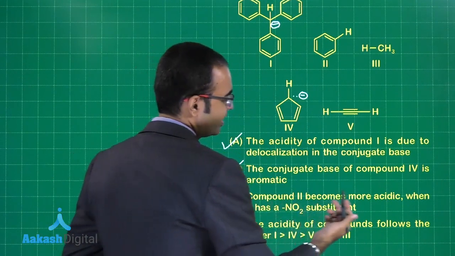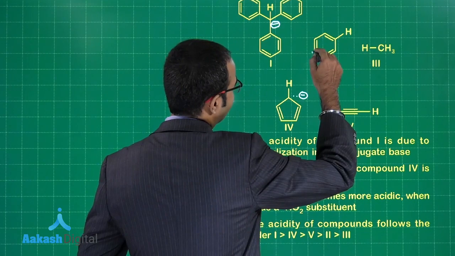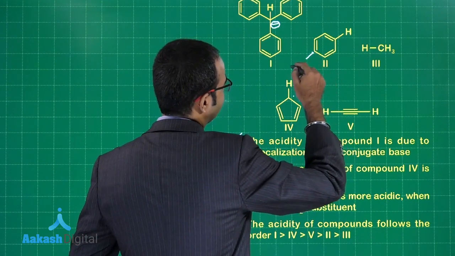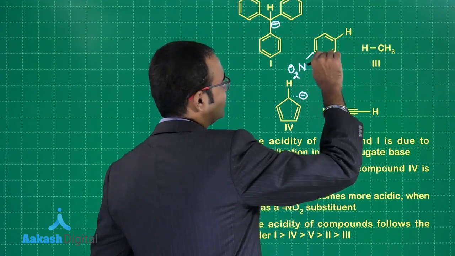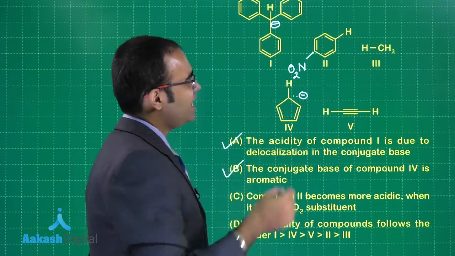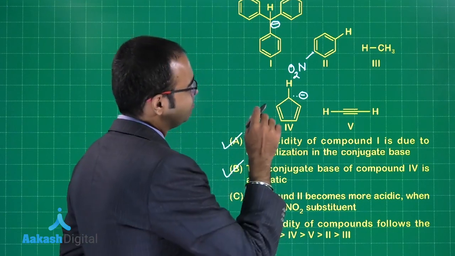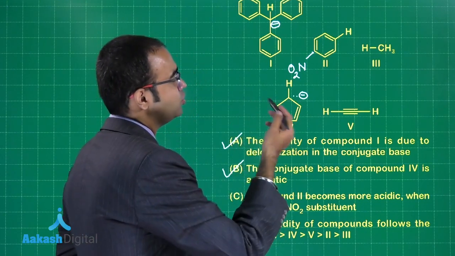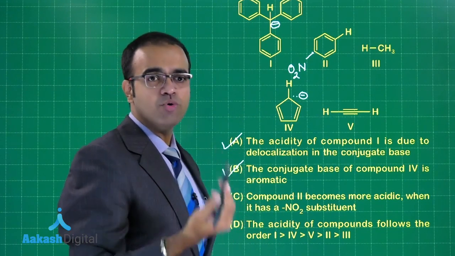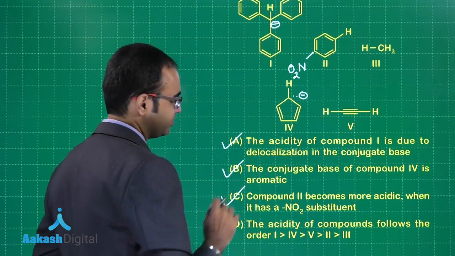Compound 2 becomes more acidic when it has a NO2 group. So now I attach a NO2 group over here. So will it stabilize the negative charge? Yes, it will stabilize the negative charge slightly. So that compound, when attached to a NO2, will become more acidic, right? So option C is also correct. Okay.